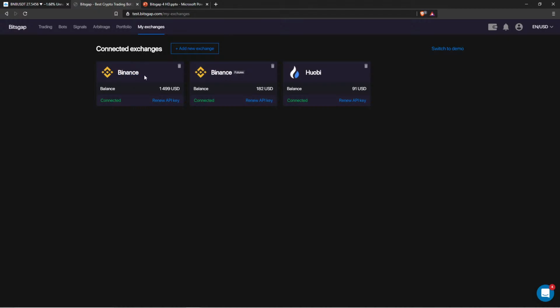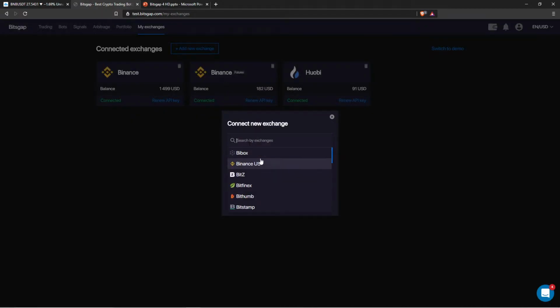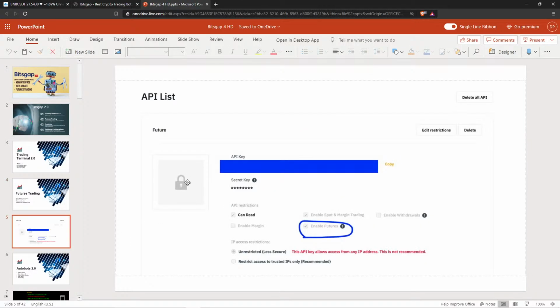So if you haven't yet attached a new API, then you have to do this, because with the original API that you have at Bitsgap, you are not able to trade futures. That's why you have to add a new one, which is basically just Binance. But the only thing here is that you have to create a brand new API and make sure that you enable futures trading.